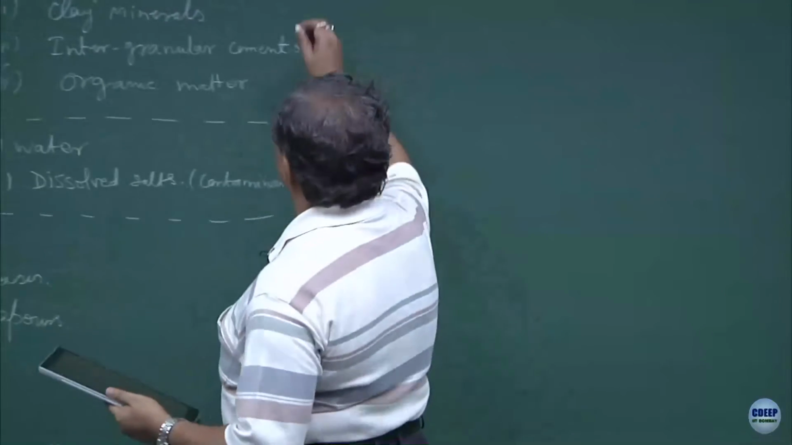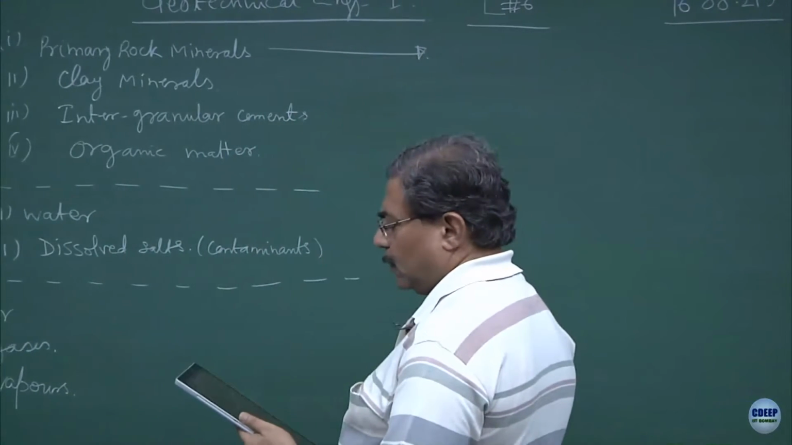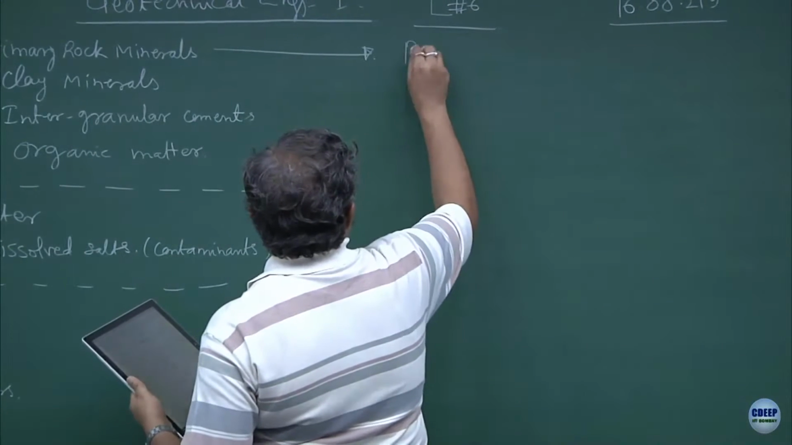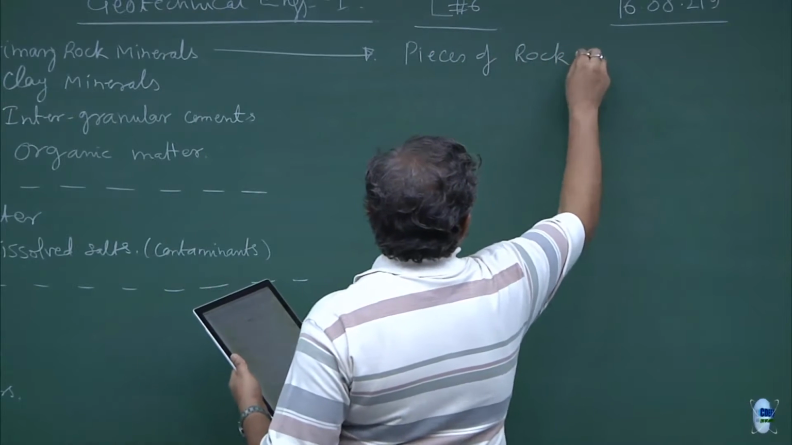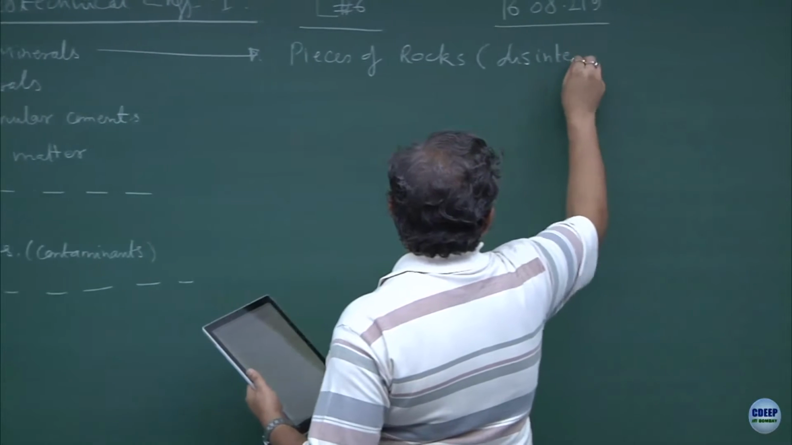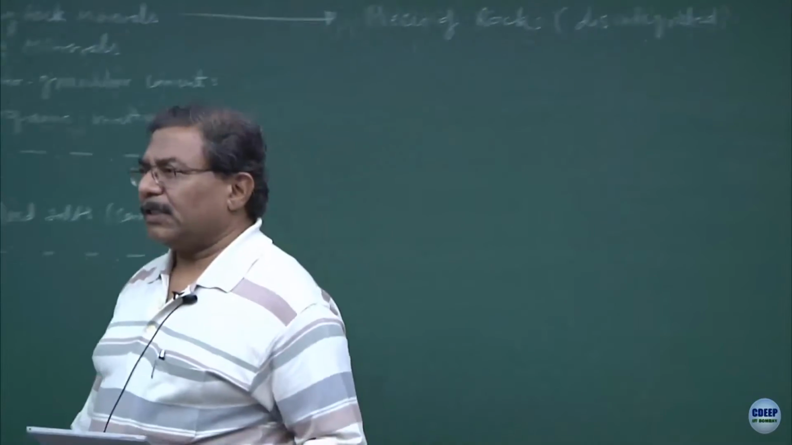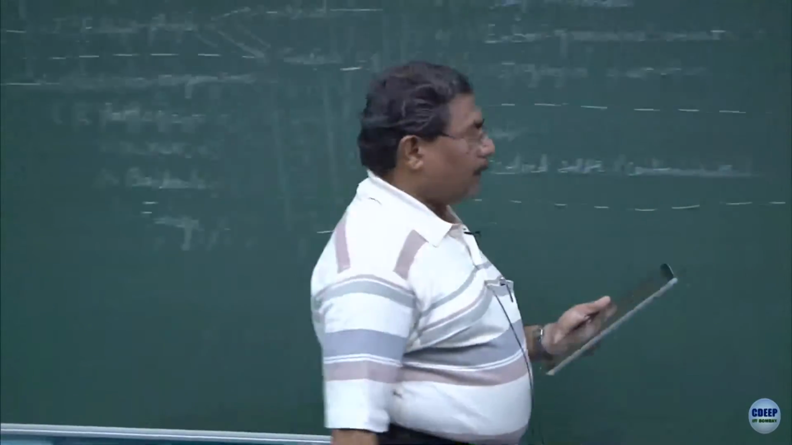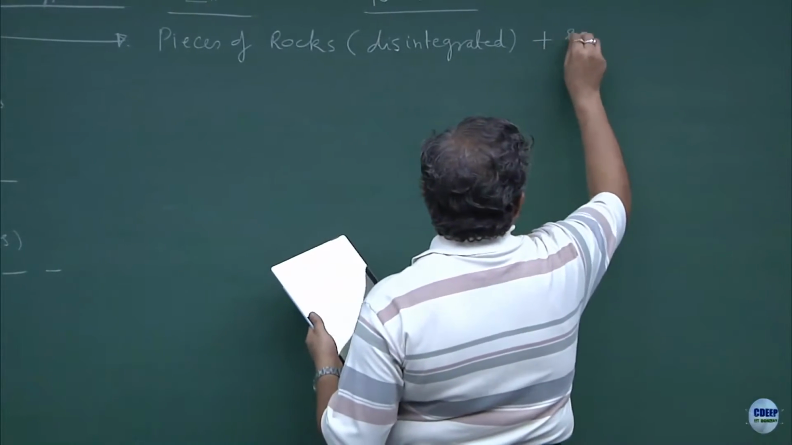So, now coming to the primary rock minerals, see these are basically the pieces of rocks which gets disintegrated. Disintegration is nothing but the weathering also, alright, and the attribute is that this would be having several minerals.